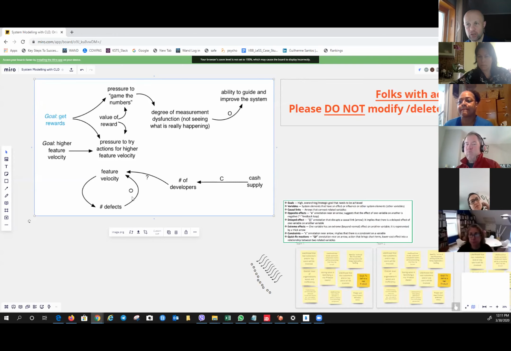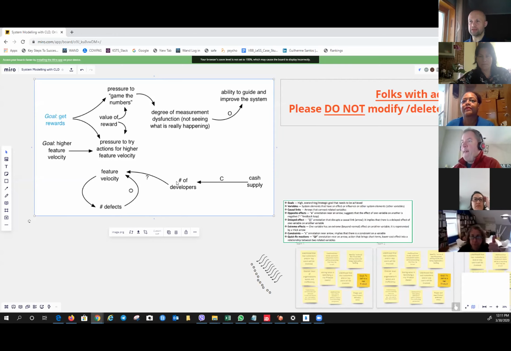Now look at this causal loop. Feature velocity will have a positive effect on the number of defects. It's like a bumpy road. The faster you move, the more bumps you're going to encounter. As the number of defects grows, it's going to have a negative effect, the opposite effect on feature velocity. Make sense so far? Maybe head nodding or no?